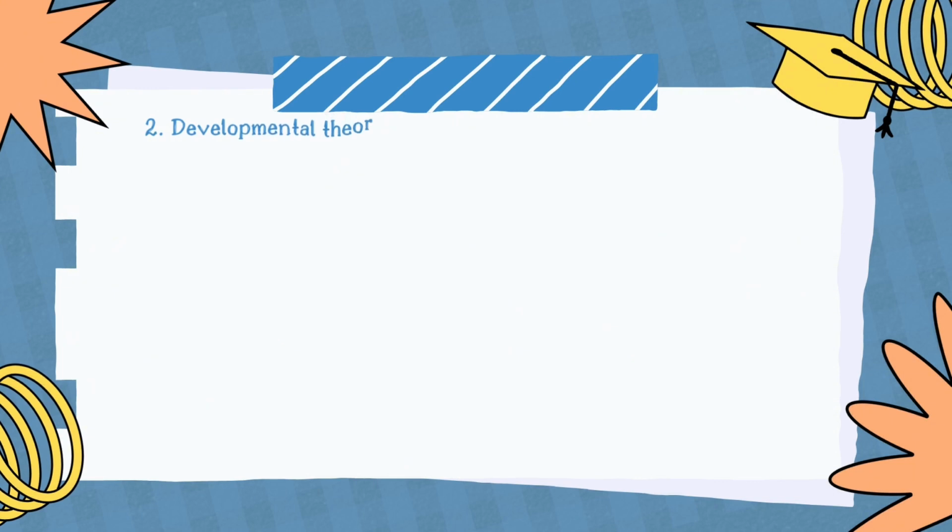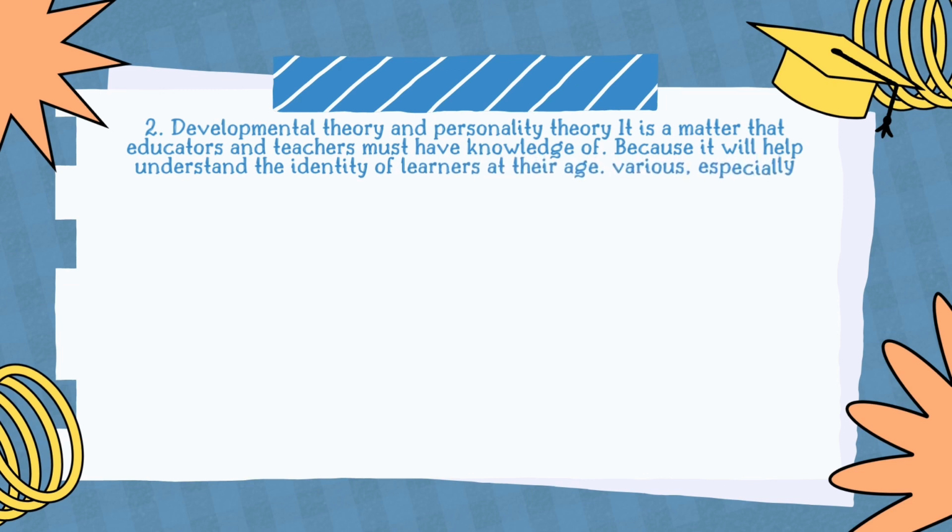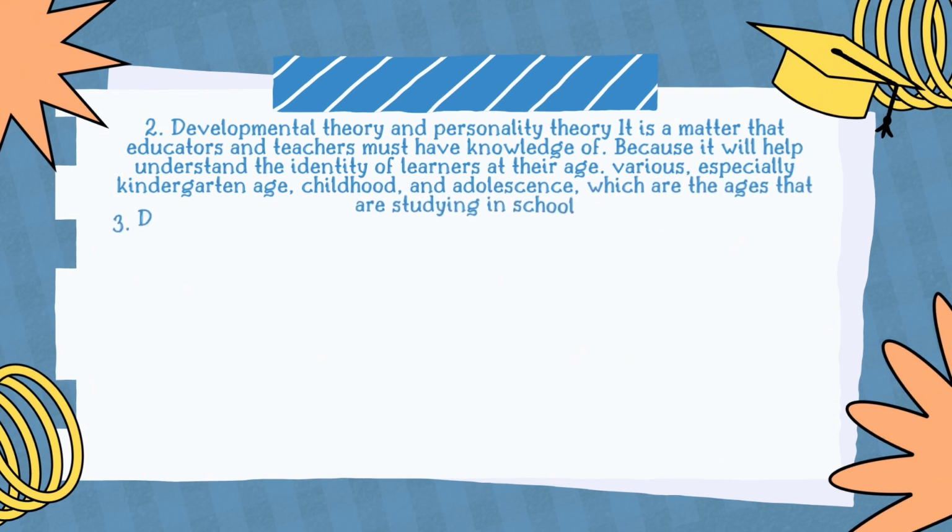2. Developmental theory and personality theory. It is a matter that educators and teachers must have knowledge of, because it will help understand the identity of learners at their age, especially kindergarten age, childhood, and adolescence, which are the ages that are studying in school.